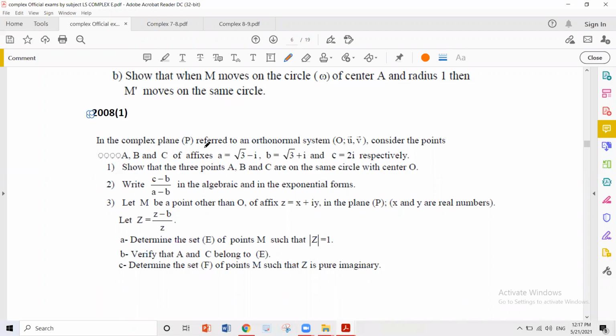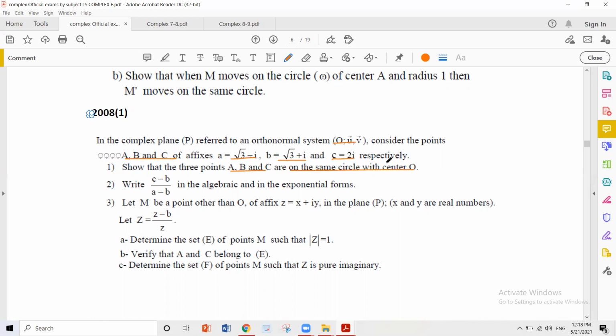(2008). In the complex plane, refer to a direct orthonormal system, OUV. Consider the points A, B, and C of affixes radical 3 minus I, B radical 3 plus I, and C equal to I. How to show that these 3 points, A, B, and C, are on the same circle of center O?